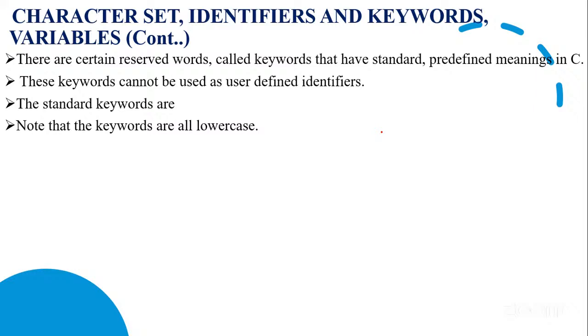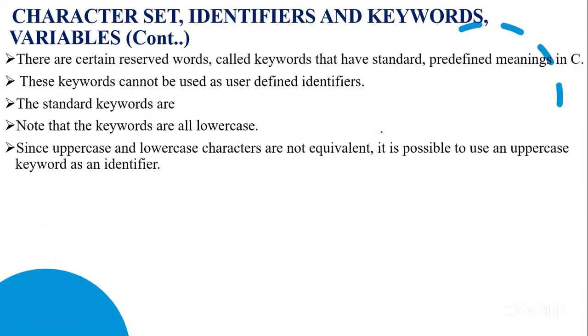It is mandatory to remember that all the keywords in C language are in lowercase only. So we can use uppercase as an identifier. For example, there is a keyword called for in C. This is a keyword, and you should not use it as an identifier, but you can use the capital FOR as a variable name, a function name, or an array name.